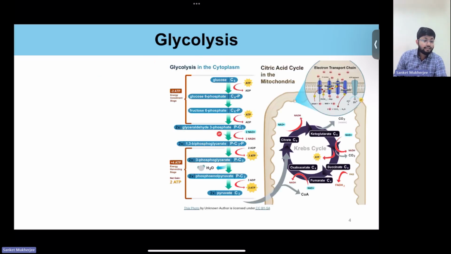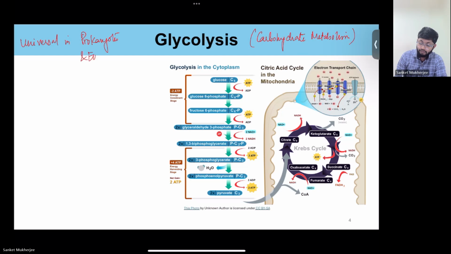Now, glycolysis is central to carbohydrate metabolism. Fine, and it's universal in both prokaryotes and eukaryotes. So a 6-membered carbon, that is glucose, is converted to 3-membered carbon, that is pyruvate. And then it enters the Krebs cycle, as you can see on the right. It's a 10-step reaction, and it requires 10 enzymes.